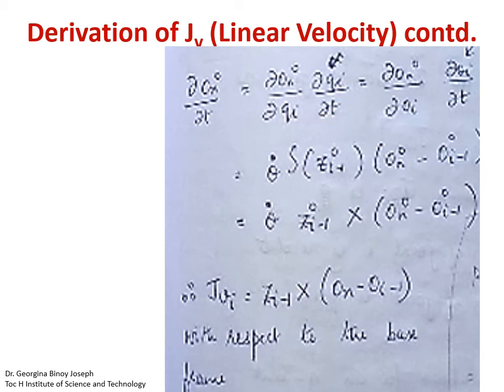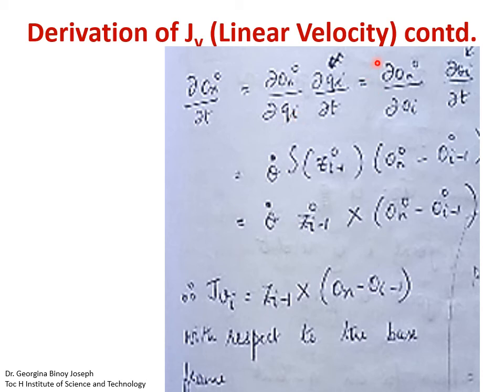So this again, dou On0 by dou Qi, is what for us? This is a revolute joint, so Qi is theta i, dou Qi is dou theta i by dou t. Now this dou theta i by dou t is theta dot. Okay, dou theta i by dou t is theta dot. And from the previous slide we know what this is.